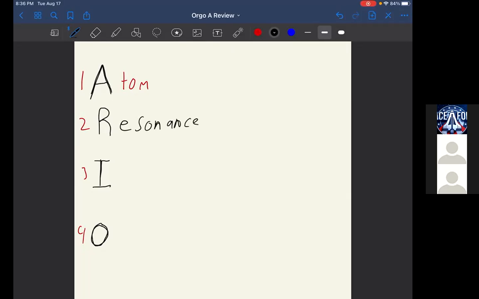Resonance is the next thing, and basically all resonance deals with when it comes to ARIO is the more resonance that the molecule possesses, the more stable it is. Does that make sense?